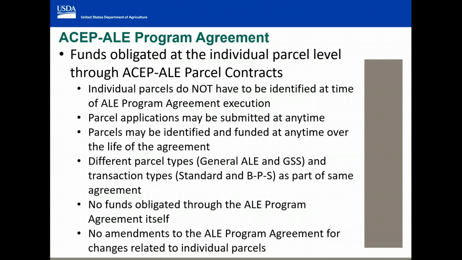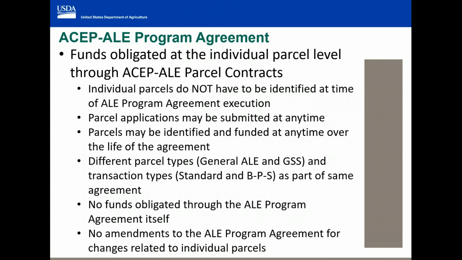So that one-time agreement is executed, it exists. Then the parcel applications can come in at any time and can be entered into at any time. There's no requirement for them all to be listed on an attachment to anything. They all function independently, which then means that within a given program agreement, it can include individual parcel contracts for different parcel types. So general ALE enrollments, GSS parcels. It can also accommodate different transaction types, all under the same agreement, because the specifics of the transaction are actually handled at the contract level.